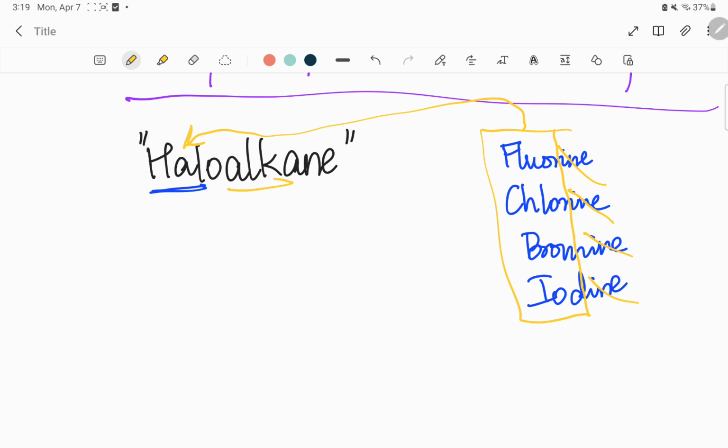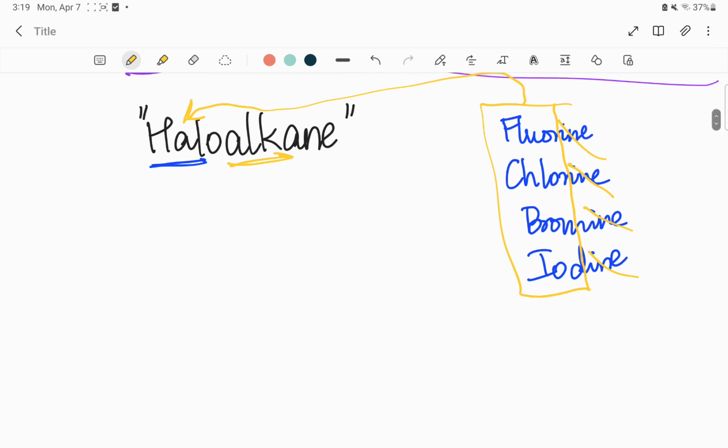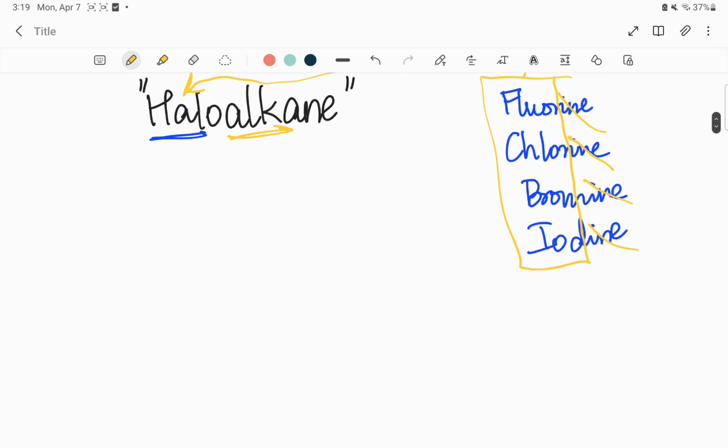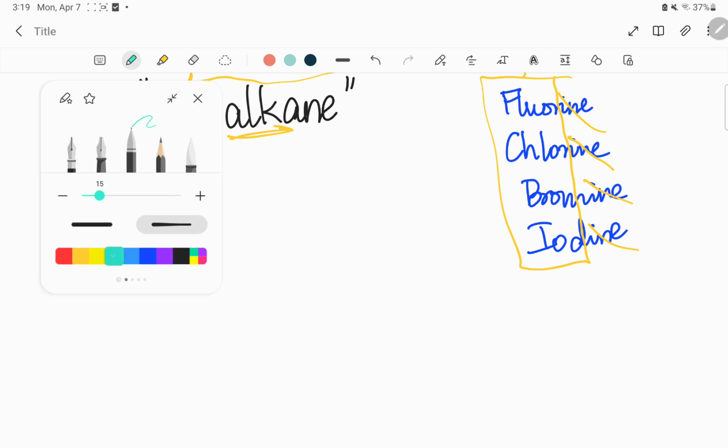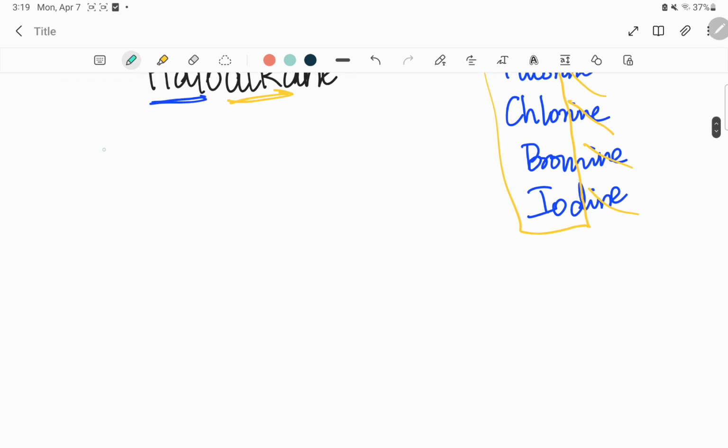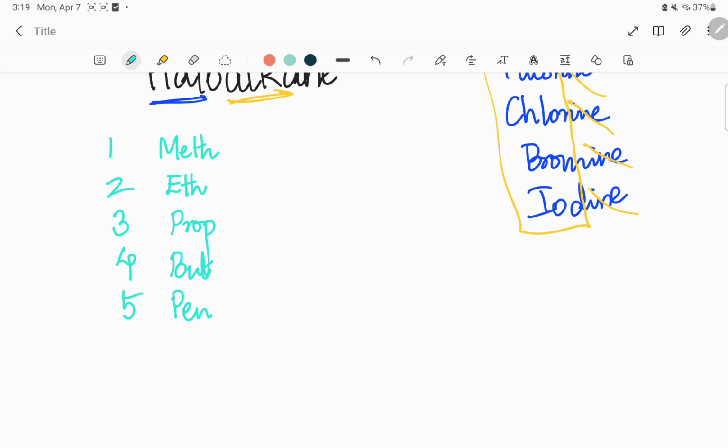Then we have alk. Alk refers to the number of carbon atoms which are present in the haloalkane. You have studied the word roots for the number of carbon atoms in grade 10, so I will repeat it. For one carbon atom, we replace alk with meth. For 2, we replace it with eth. For 3, we use prop. For 4, we use but. For 5, we use pent. For 6, we use hex.